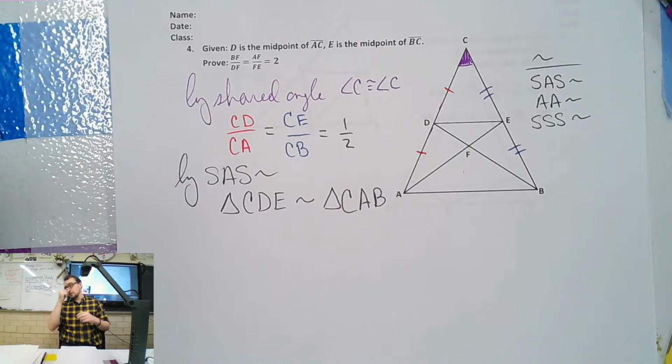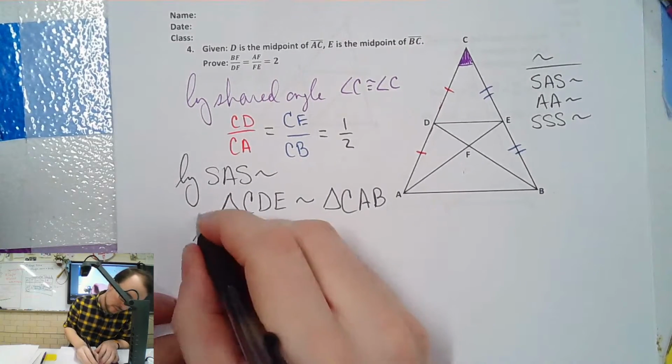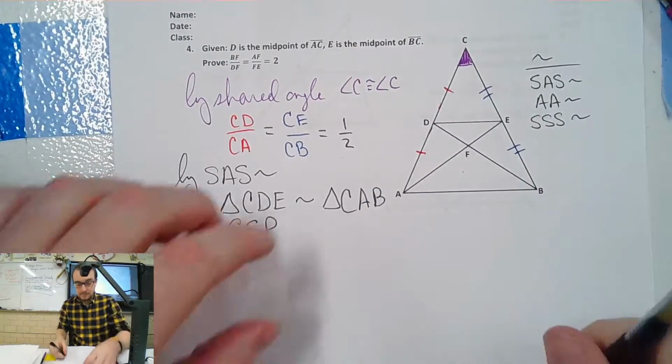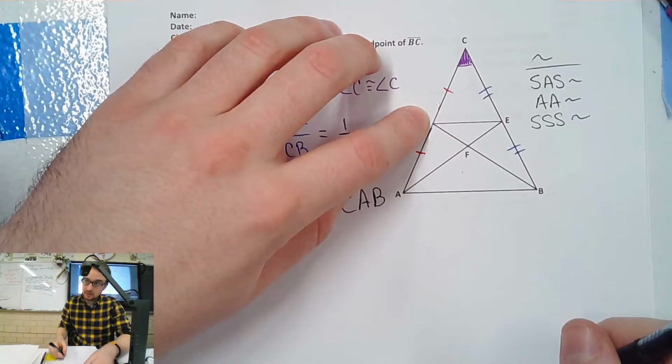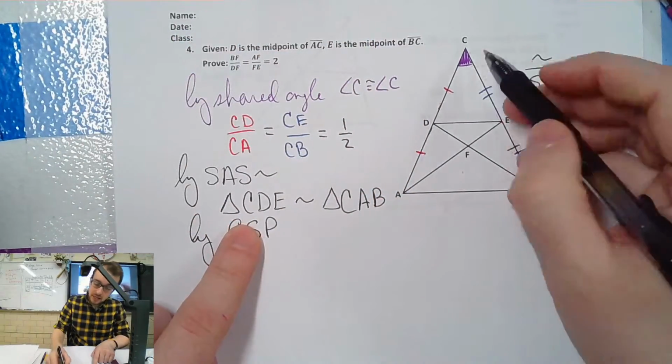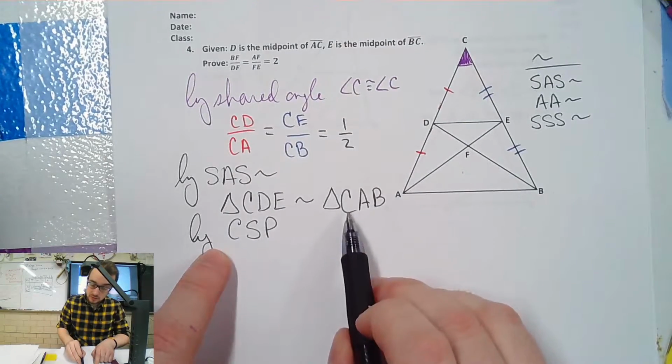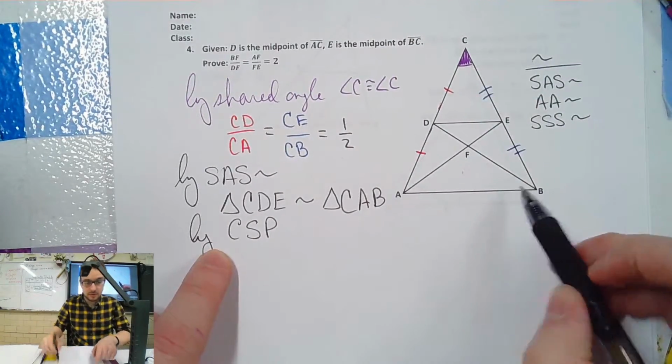So you know how we use CCP for congruent? Well, for similar triangles, we're going to use CSP, corresponding similar parts. So now to prove that, I'm going to say by CSP, I know that this angle right here is congruent to this angle here. Because if you look, angle CDE, first, second, third, is congruent to CAB, this angle here.